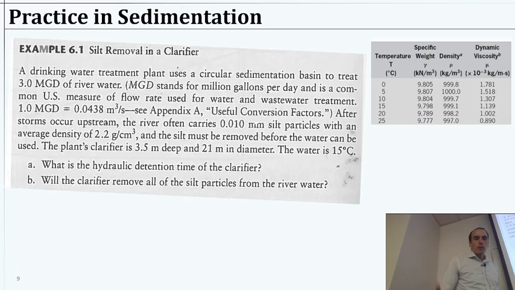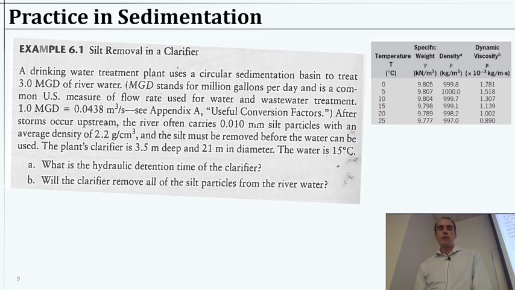So after a storm occurs upstream, the river often carries 0.01 millimeter silt particles with an average density of 2.2 grams per centimeter cubed. And the silt must be removed before the water can be used. The plant's clarifier is 3.5 meters deep and 21 meters in diameter. The water is 15 Celsius, and the questions are A, what is the hydraulic detention time of the clarifier? And B, will the clarifier remove all of the silt particles from the river water?